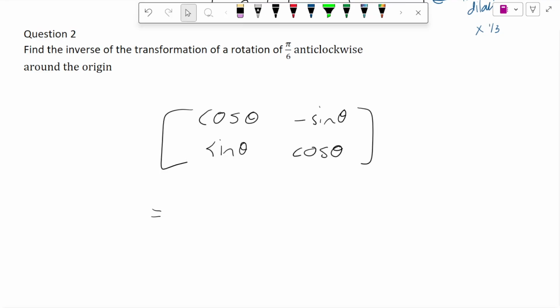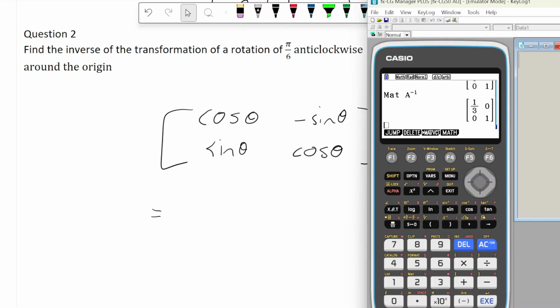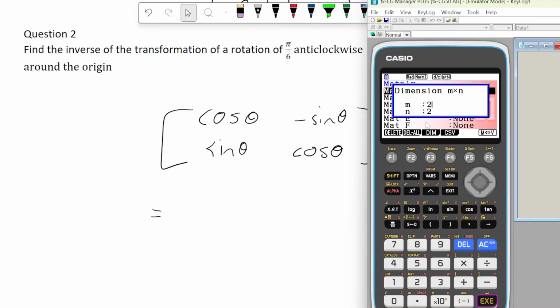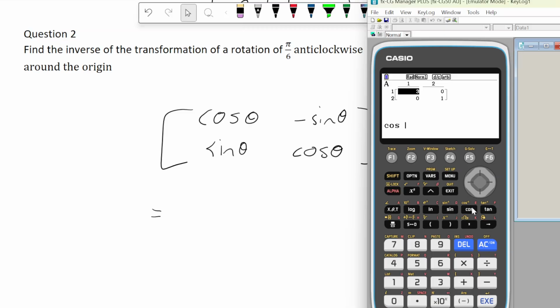Next, we want the inverse of this transformation. It's a rotation of pi/6 anti-clockwise around the origin. This is what a rotation matrix looks like: [cos, minus sine; sine, cos]. So we're going to go into this menu. It's a 2x2, and we're going to enter cos of pi/6. Make sure that you're in radians, which I am. You can get there from the settings menu if you're not. Minus sine of pi/6.